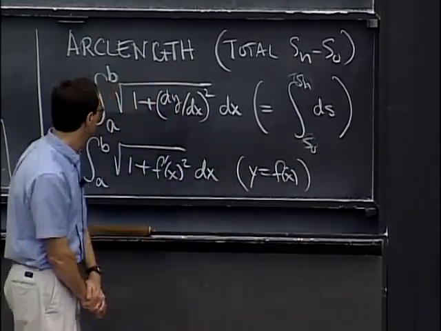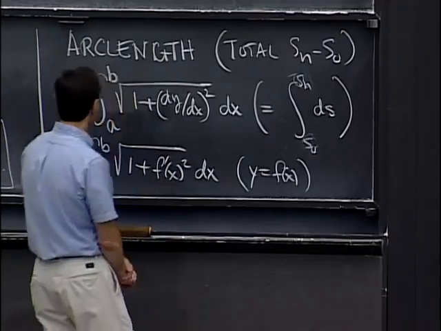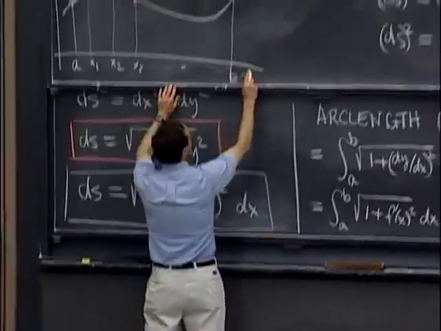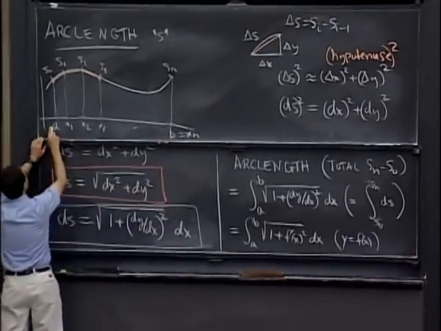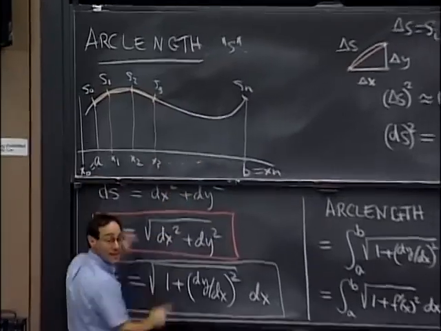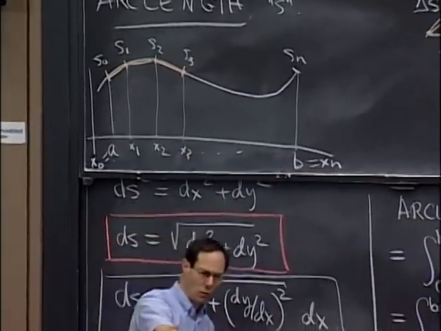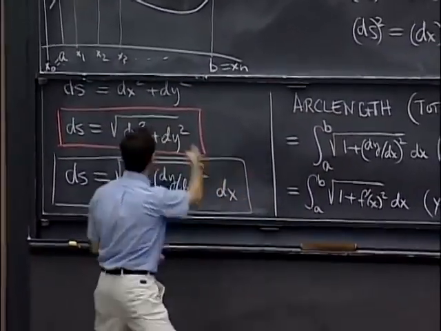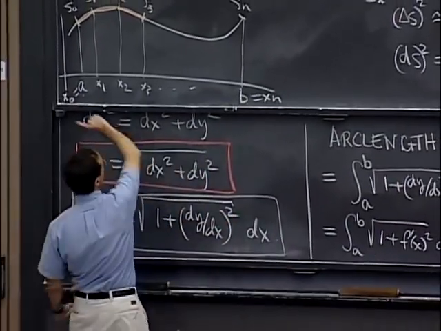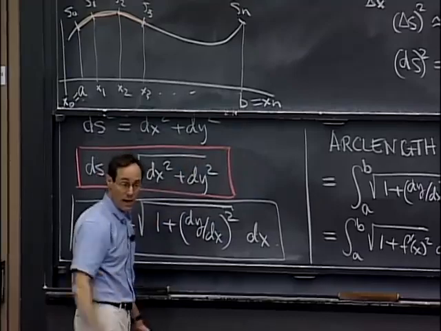But S0 and Sn would be different than a and b, right? Correct. S0 and Sn are not the same thing as a and b. In fact, this is xn, and this is x0 over here. That's what a and b are. But S0 and Sn are mileage markers on the road. They're not the same thing as keeping track of what's happening on the x-axis. So when we measure arc length, remember it's mileage along the curved path.